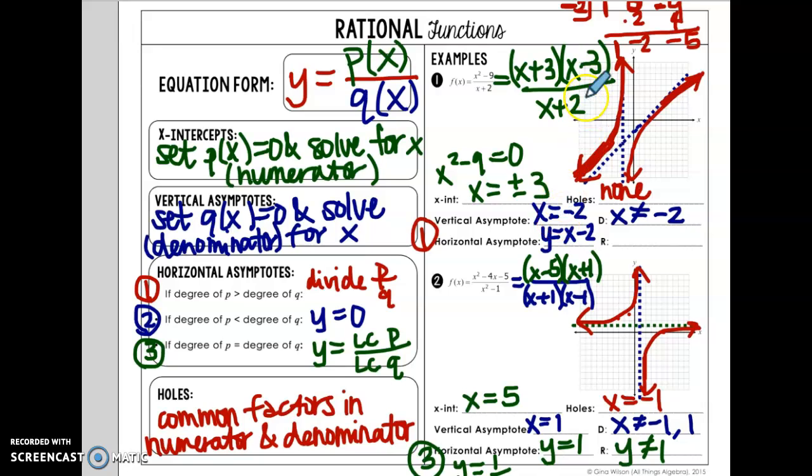Vertical asymptote, set my denominator equal to 0, solve for x. That should happen at x equals negative 2, which means my domain then is that x cannot equal negative 2.